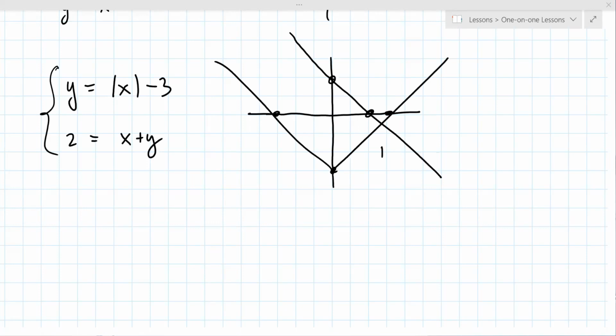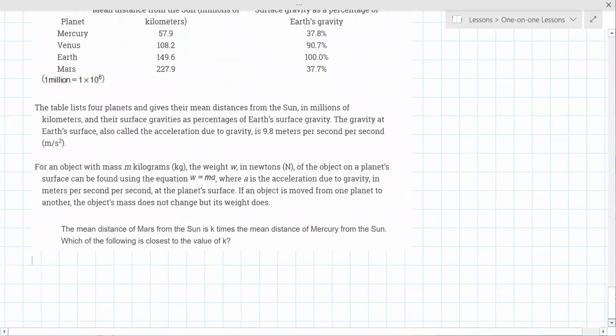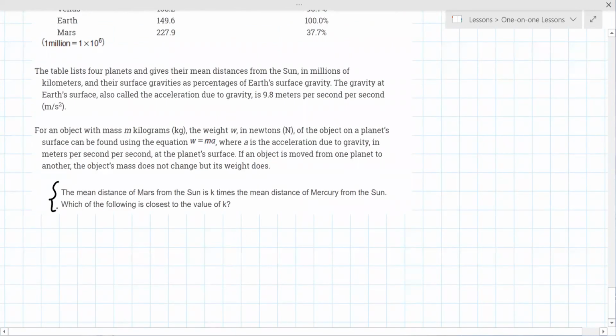I do know that the questions we've looked at are intended to prepare you for this, so it's not so overwhelming. One of the techniques is to immediately go to the thing that it's asking for. It says the mean distance of Mars from the sun is k times the mean distance of Mercury from the sun. So this is all that matters right here. The mean distance of Mars is k times Mercury.